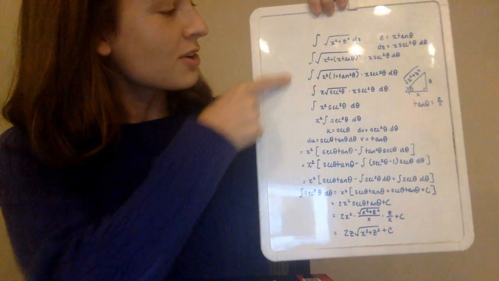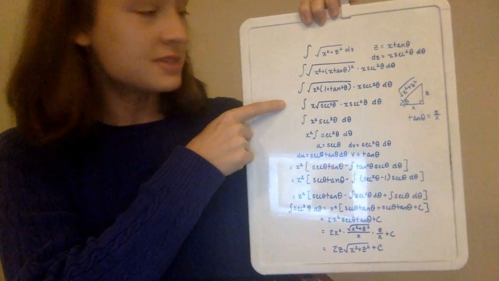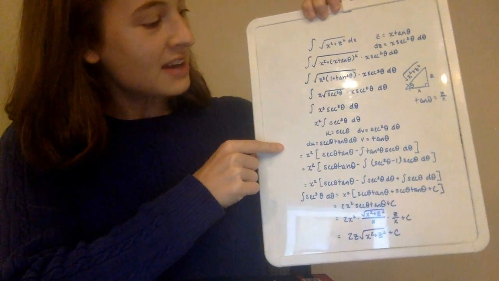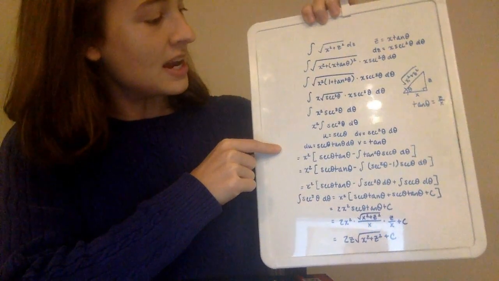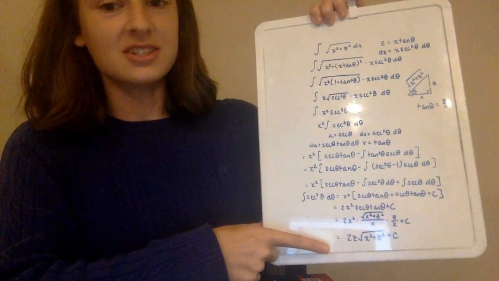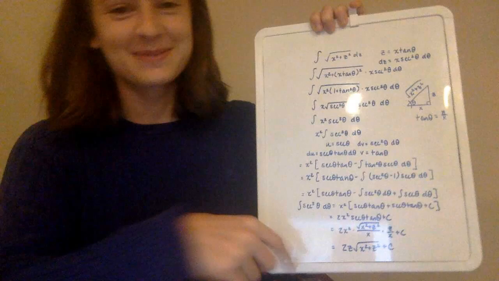So we are starting off with a trig substitution of z equals x tangent theta. Then when we move along, we end up needing to use another integration by parts, and then a couple other trig identities just to evaluate that first integral, in case anyone is curious.